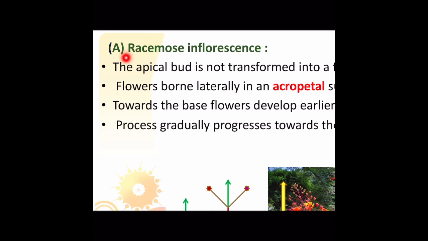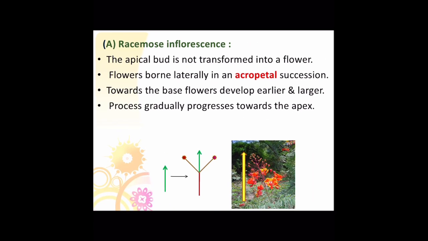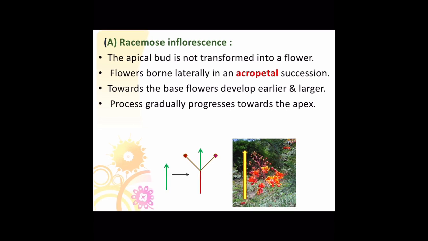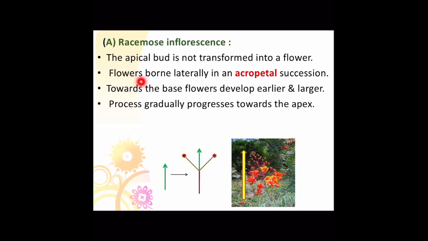We will see racemose inflorescence. The apical bud is not transformed into a flower. Flowers are borne laterally in an acropetal succession. Towards the base, flowers develop earlier and larger. The process gradually progresses towards the apex.